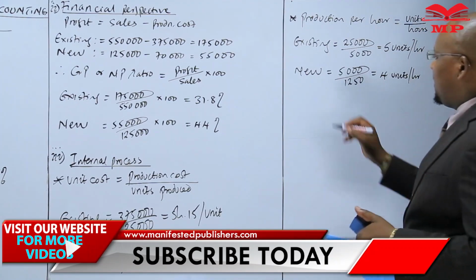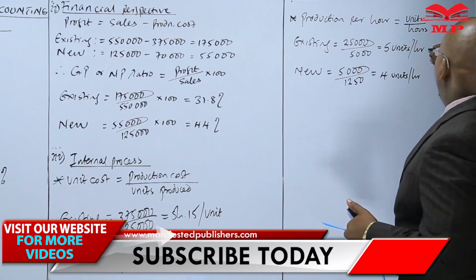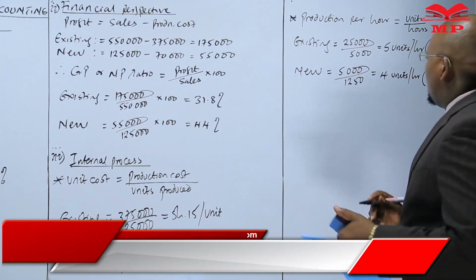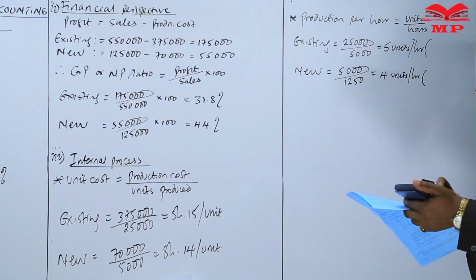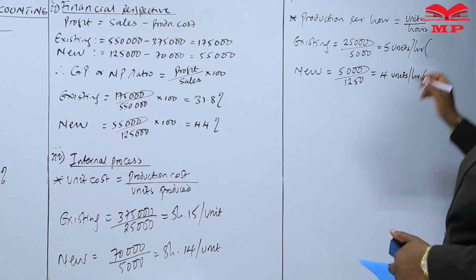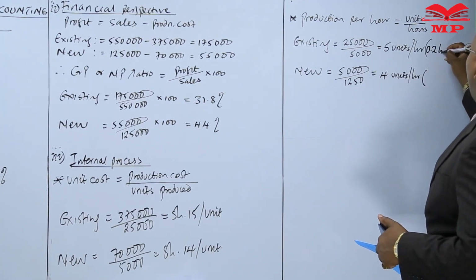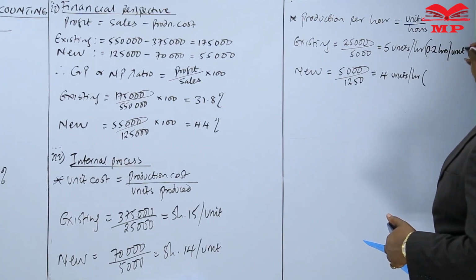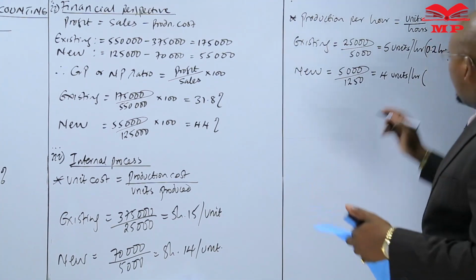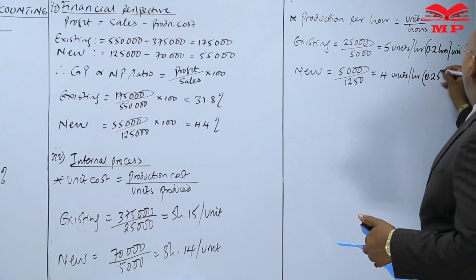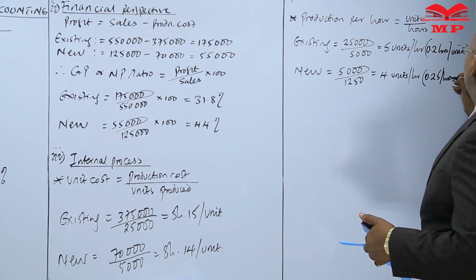Now this is like saying, should you take the inverse of this? Inverse of 5. Inverse is 1 over 5, which is like a 0.2. This is 0.2 hours per unit. The inverse of this, 1 over 4, is 0.25 hours per unit.